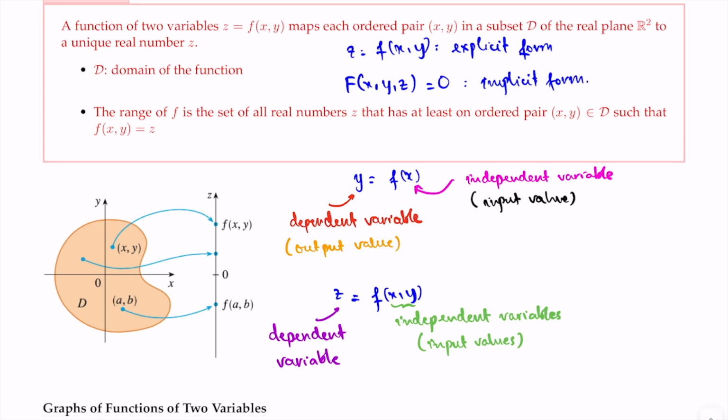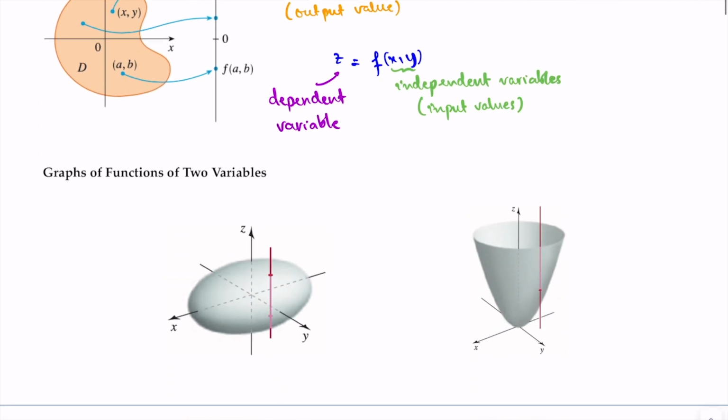And the concepts of domain and range carry over directly from functions of a single variable. We will learn how to define the domain and range of functions of two variables later. But now let's take a look at the graphs of functions of two variables. The graphs of functions of two variables follow the same concept covered in single variable calculus. So a function of two variables must pass the vertical line test.